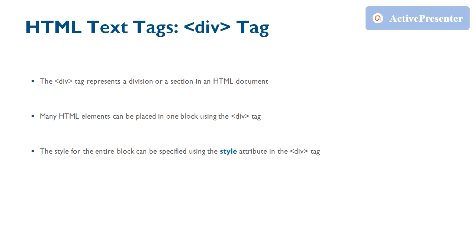Now let's look at the div tag. The div tag represents a division or a section in an HTML document. Many HTML elements can be placed in one block using the div tag, and the style for the entire block can be specified using the style attribute in the div tag. So a general rule of thumb would be that if you don't know which tag to use, it almost always is a div tag. Div is the most widely used tag.